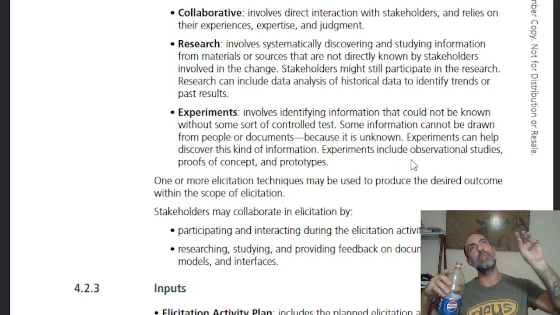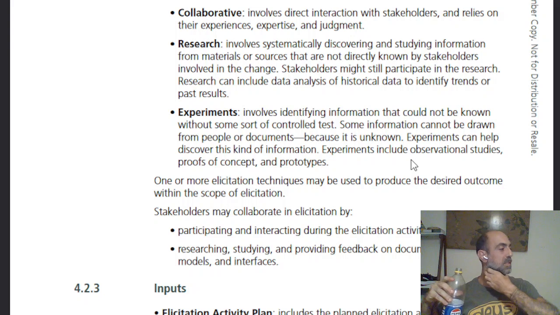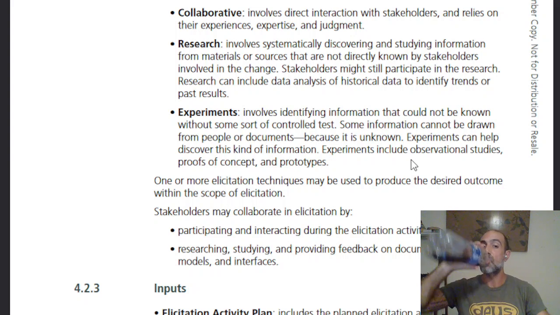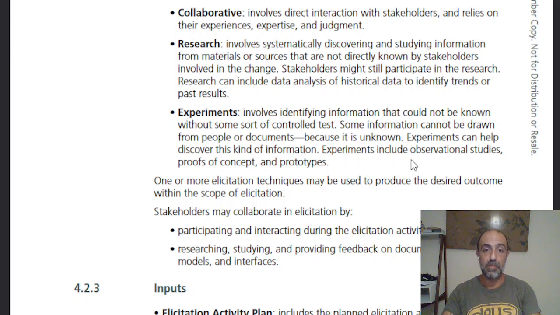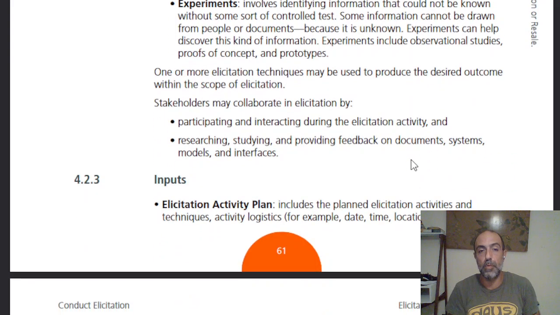It's the basis of chemistry. Like a controlled test is basically always you have to make everything stable except for one thing. You change it in order to see the difference it makes and to understand how the experiment comes out. Some information cannot be drawn from people or documents because it's unknown. Experiments can help discover this kind of information. Experiments include observational studies, proof of concepts, and prototypes. Who knows what you're going to be working with?